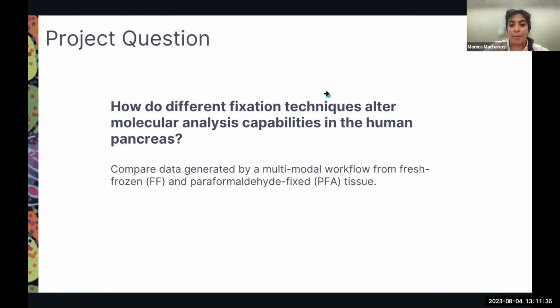So this summer, I wanted to research how different fixation techniques might alter our imaging analysis capabilities in the context of the human pancreas. And to do that, I used a multimodal workflow to compare data generated from fresh frozen tissue and paraformaldehyde fixed tissue from the same pancreas donor.